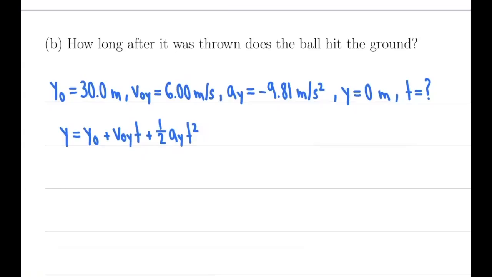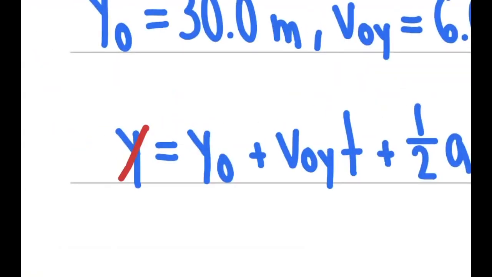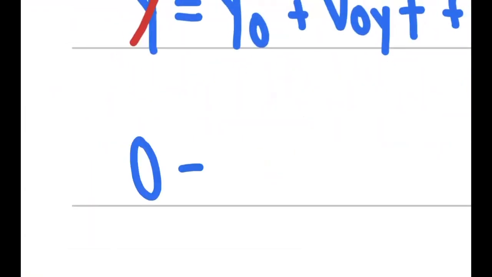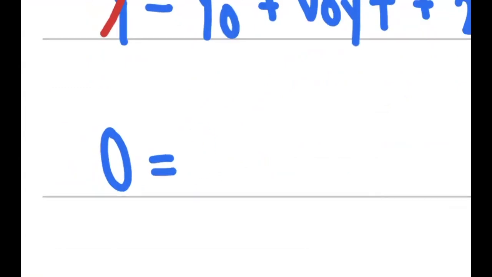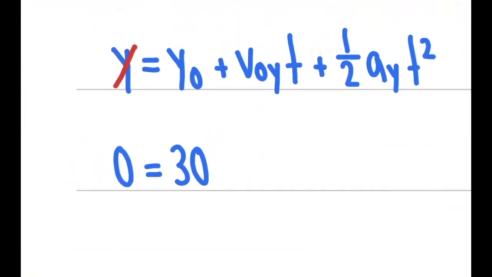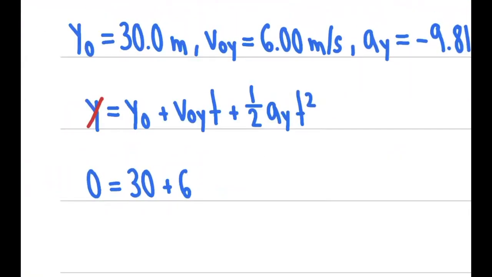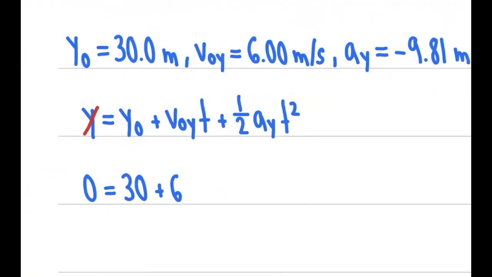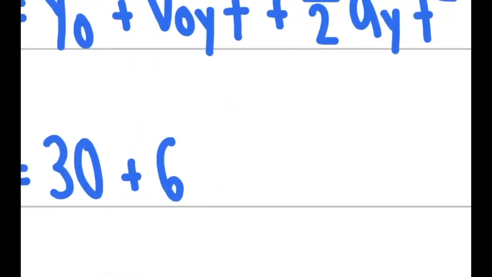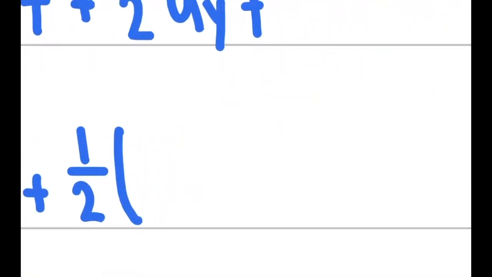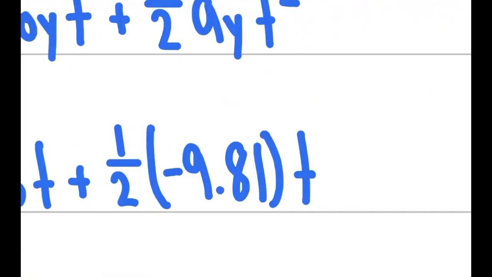We have y is 0 meters. So this can just go away. I love it when that happens. So we got 0 equals, and y naught is 30 meters. I'm going to just ignore the units. And I don't know, you capitulated like the rest of us. Yeah. Too inconvenient to do with the units all the time. And then initial velocity 6. And I'm just going to ignore the 0.00 also, just to keep it less clunky. So we got 6t plus 1/2 times ay. So that's negative 9.81 t squared.